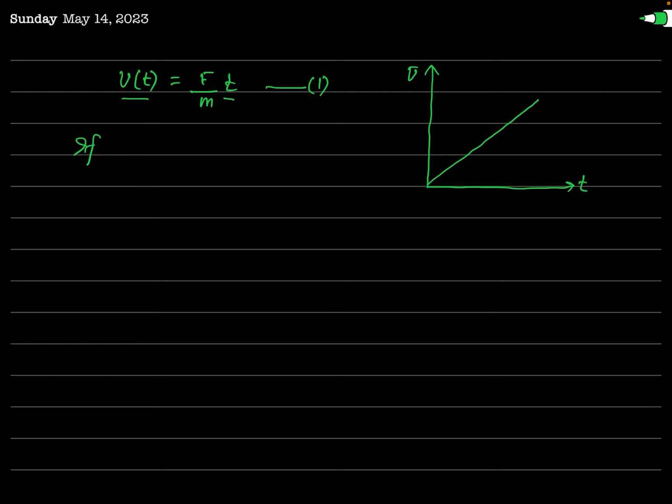So if t tends to infinity, it means you are impressing the force for infinite time, then this velocity v will also tend to infinity. So you can see that in Newtonian mechanics, velocity may be infinity. There is no upper limit on the velocity or speed of the particle in Newtonian mechanics. And so we simply say that in Newtonian mechanics, the velocity of a particle may be infinity.